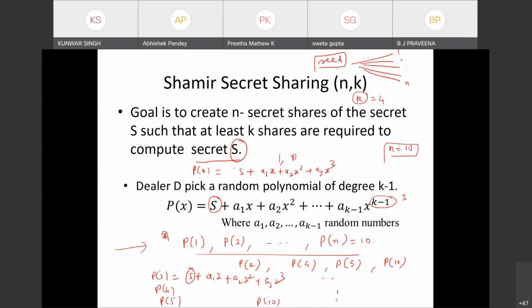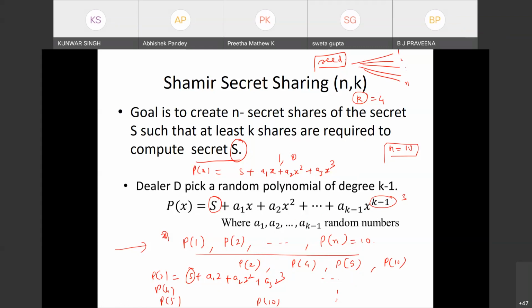So this is the idea in Shamir's secret sharing. You create n shares, and out of that you choose k shares. For a polynomial of degree 3, the unknowns will be k, and you get k equations. From those equations you can get all the variables, but we need only S, and from there you can get the seed. Is this part clear? This is the basic idea of the secret sharing.